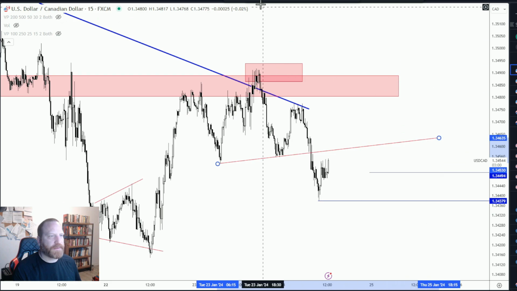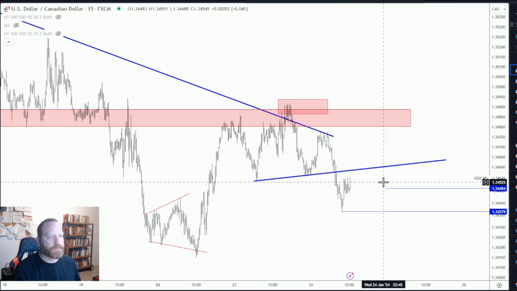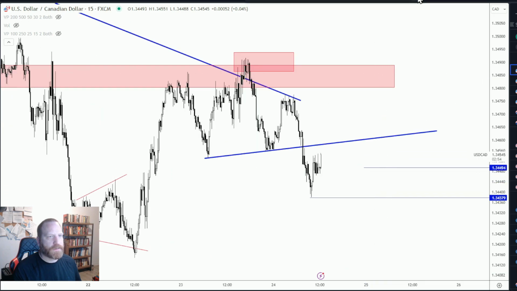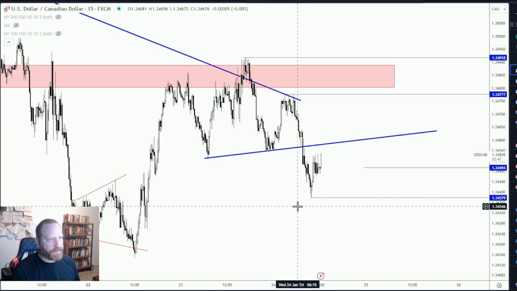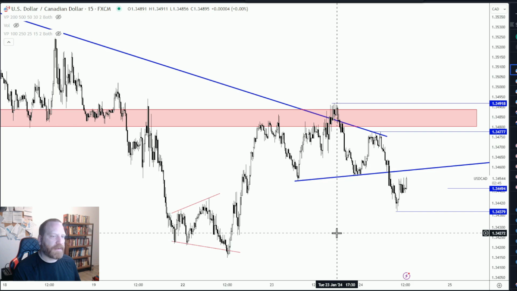So I'm expecting for this to hold. This level is important, this one is important, and this one is important. And this is where having a counter plan matters, because if you put out a short, at some point you have to know when your idea is no longer valid.